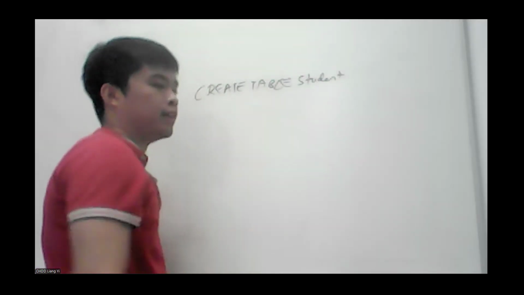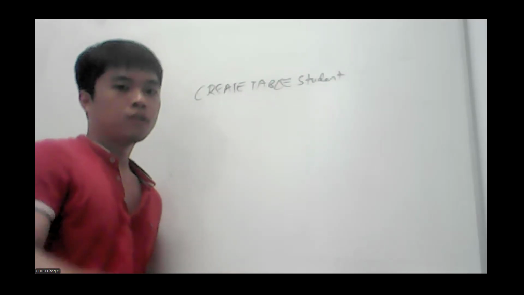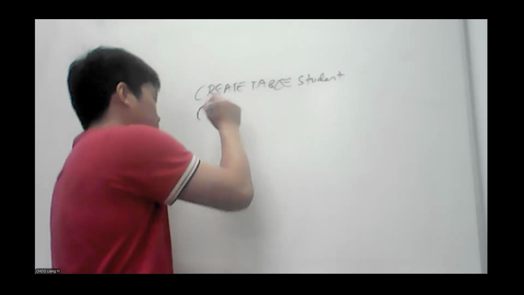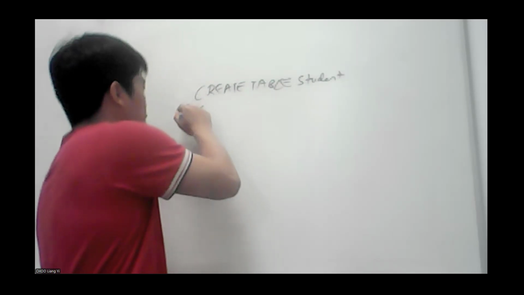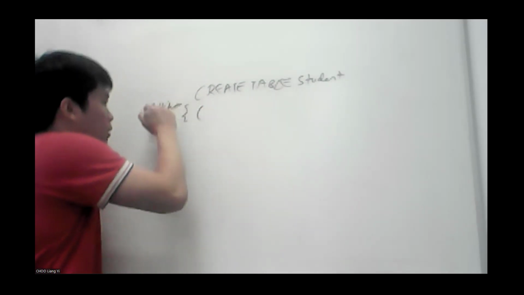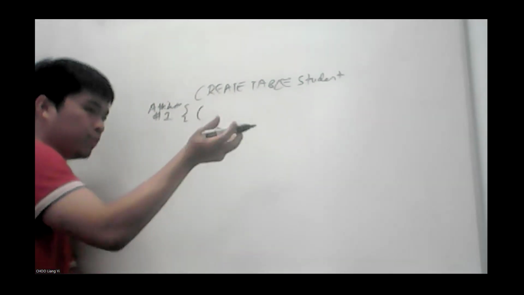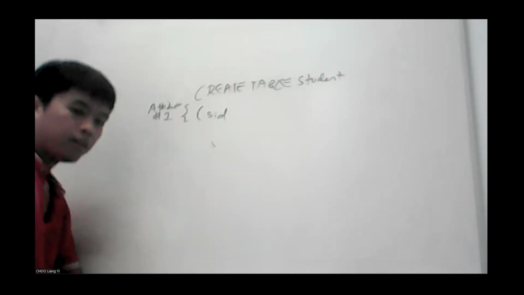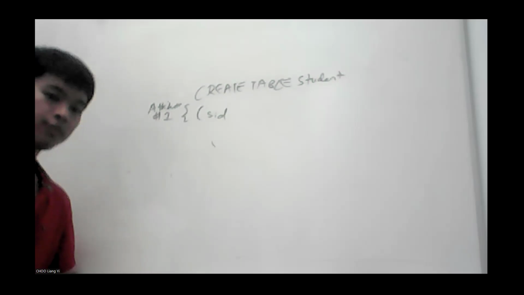So after you create the table, the next thing you need to do is create the columns, the attributes. So first things first, when you create a column, here is attribute 1. For attribute 1, you write the name of the attribute you want to put first. Student ID, SID for short. Then after the name of the attribute is the data type. What's the data type?